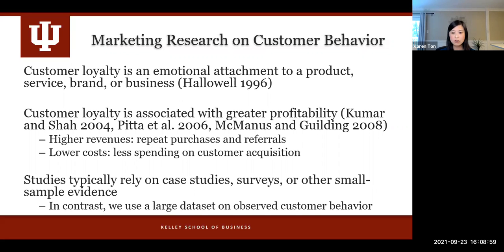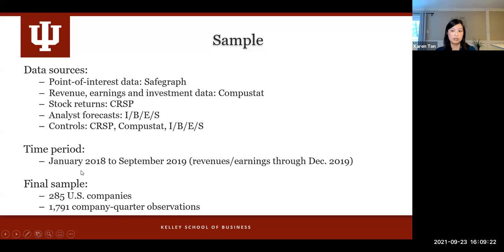Now, one limitation of a lot of these studies is that they typically rely on case studies, survey data, or other small sample evidence. So the one major innovation in this study is that we were able to use SafeGraph data, which provides a very large data set on observed consumer behavior. So for our sample, we are using SafeGraph data to construct the customer loyalty measures. For our financial statement variables, we are using data from Compustat. We use CRSP for our stock returns data and IBES for our analyst forecasts.